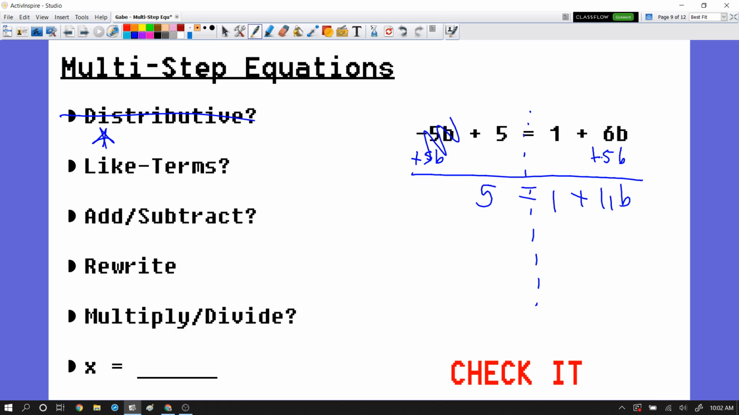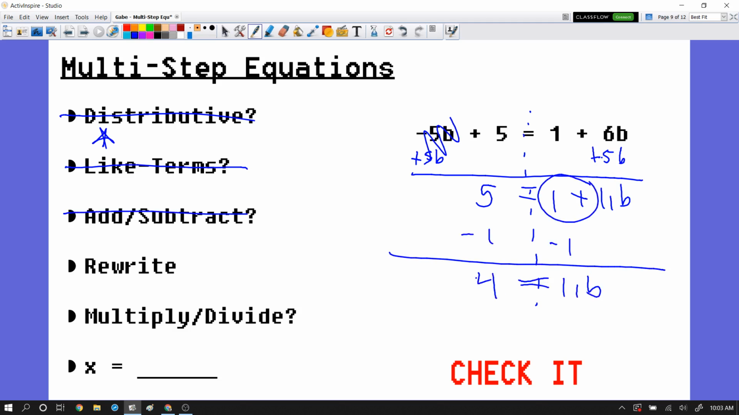Regular two-step equation. There are no more like terms. You can see that with the 6b and the 5b, we did add up like terms. So I mean, it is still happening. It just doesn't look the same as it always does. They're stacked on top of each other in the format we're using. Is there adding and subtracting? We're doing plus 1. Minus 1. Divide by 11. 4 over 11. All right, now you're sitting there going, how am I supposed to check that?